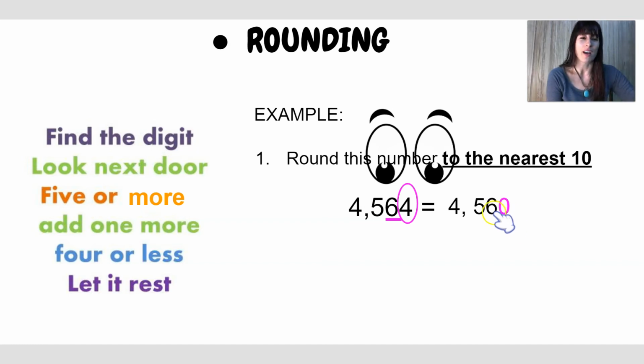Okay, we have to have only one 0 at the end because we are rounding to the nearest 10. 4 becomes 0. That's rounding, right? That's why you have to have 0 at the end.